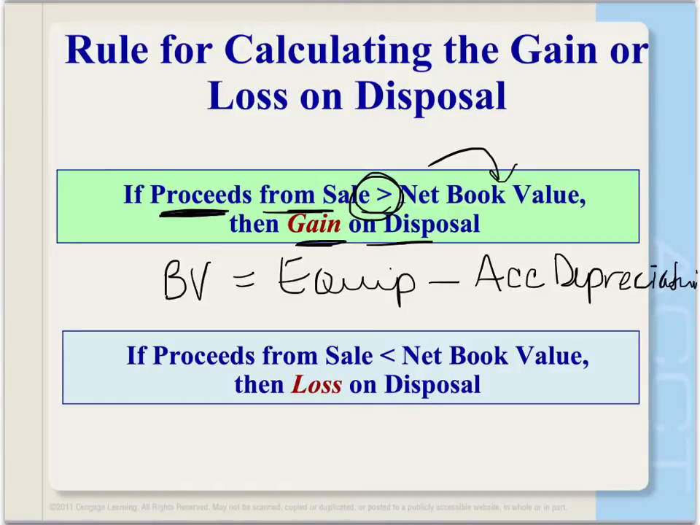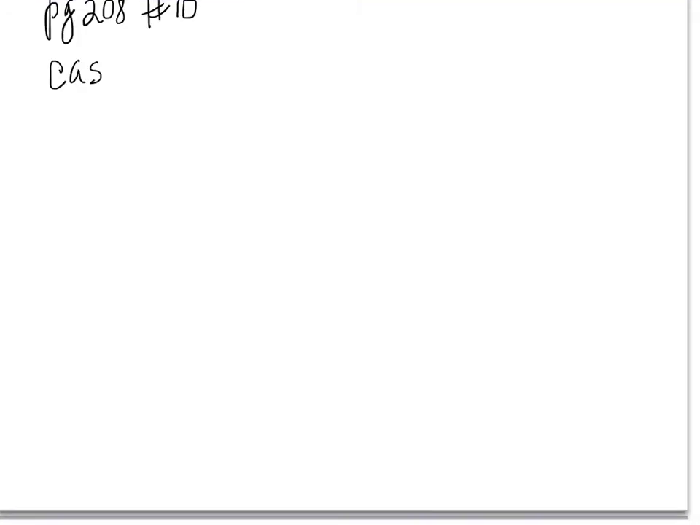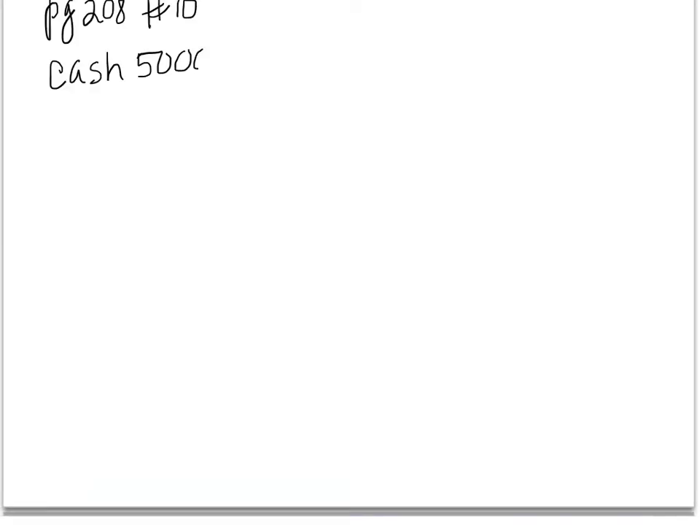If the proceeds from the sale are less than the net book value, then we have a loss on the disposal. The best way to take a look at this is to do a couple of exercises. So the first thing we're going to do is turn to page 208, and take a look at exercise number 10. Number 10 says calculating gains and losses on disposal. Chris's Crispy Chicken sold one of its used deep fryers for $5,000. So right here we know we got cash of $5,000.